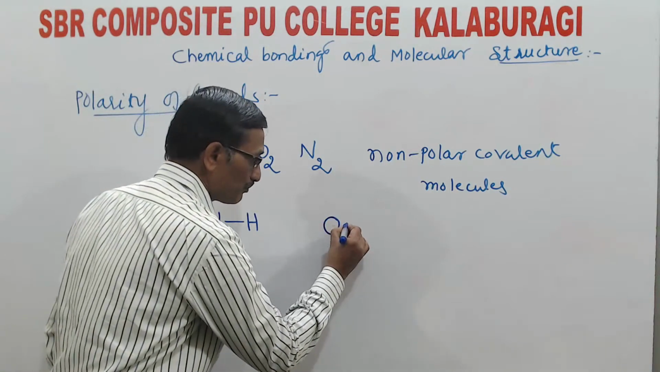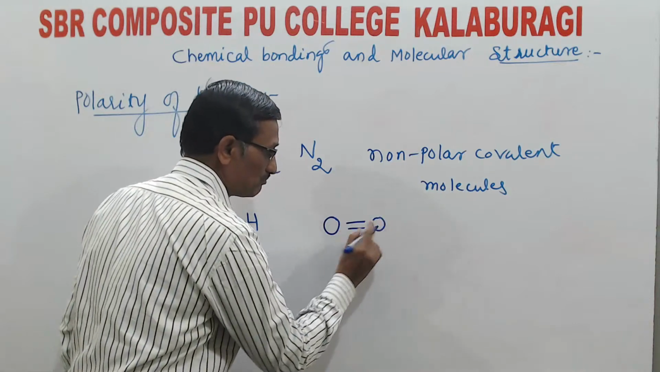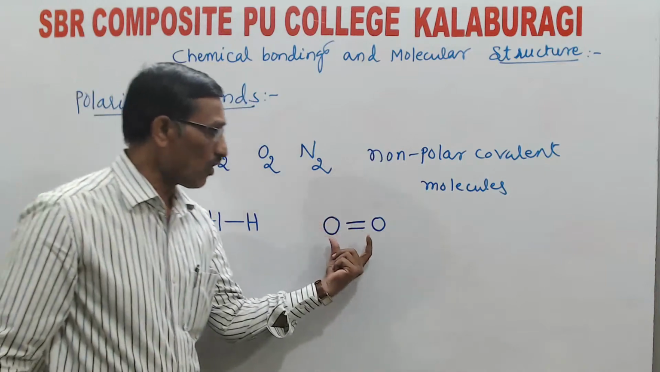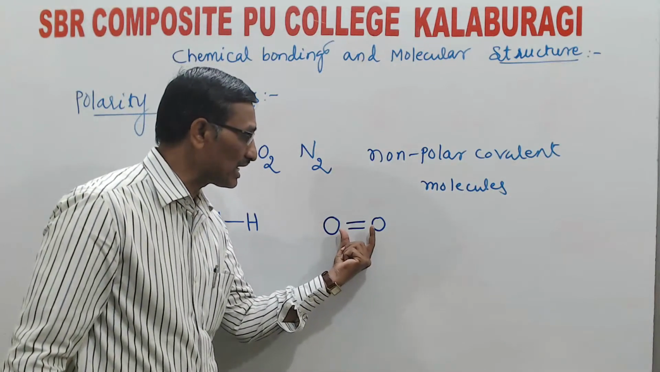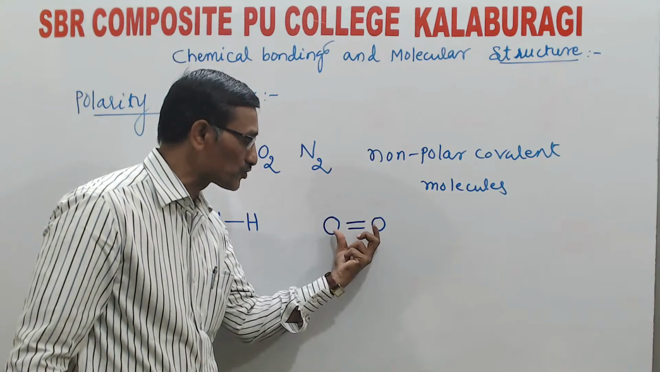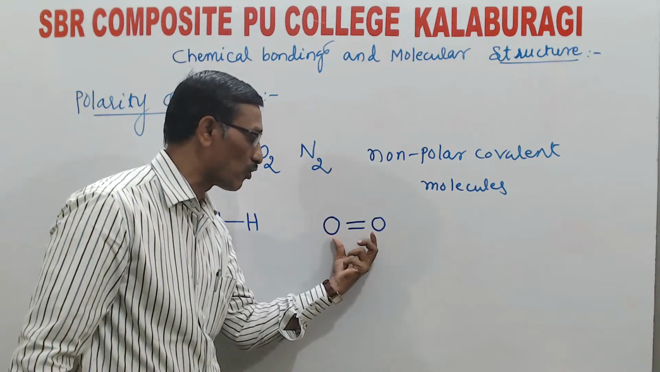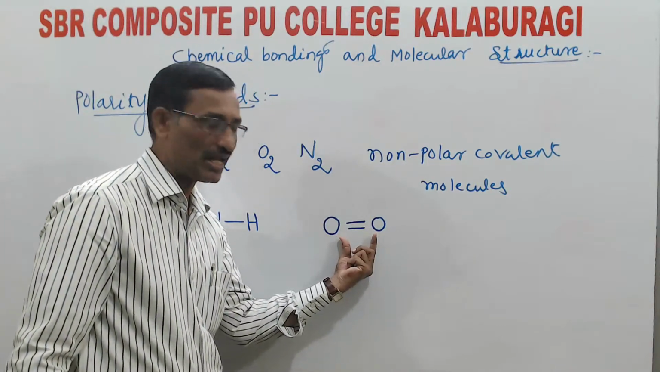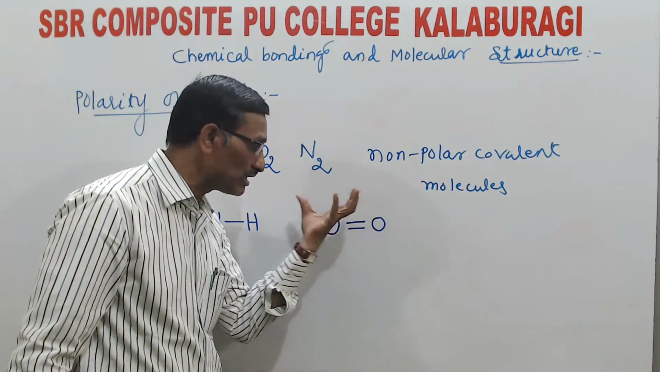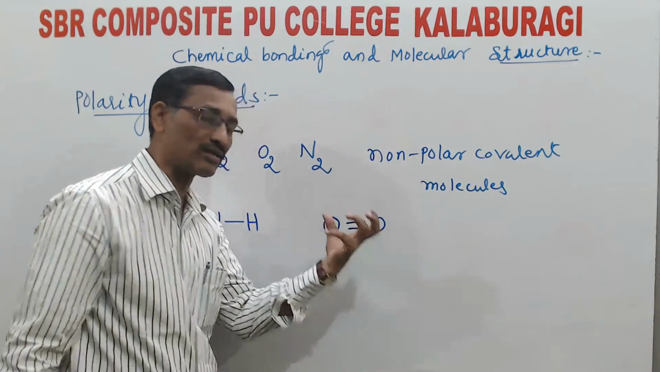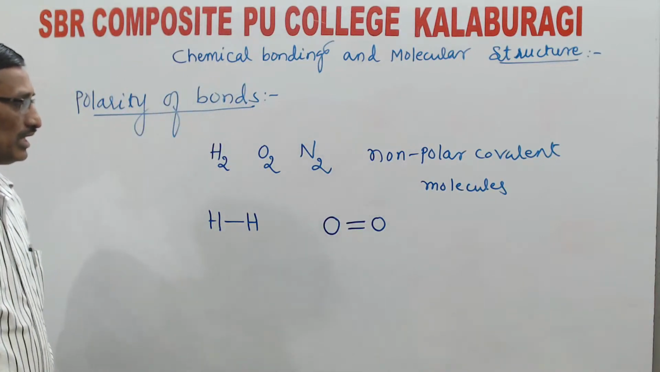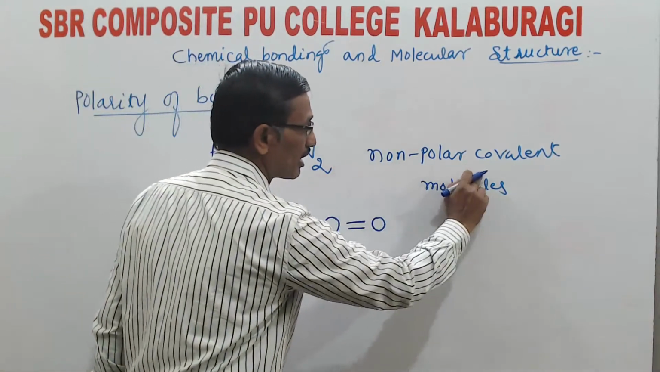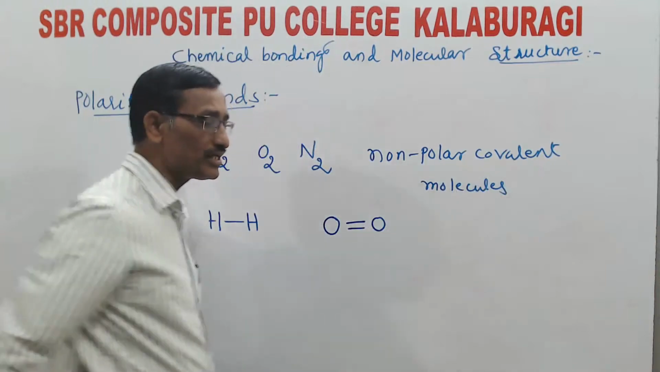If you take the two oxygen atoms, there is a double covalent bond. Here too, the bonded pair of electrons is equally shared by both the atoms. No atom acquires any charge. Again, it lies between the centers of the nuclei of the two atoms, that you have to remember. Therefore, hydrogen, oxygen, nitrogen molecules are all known as non-polar covalent molecules.